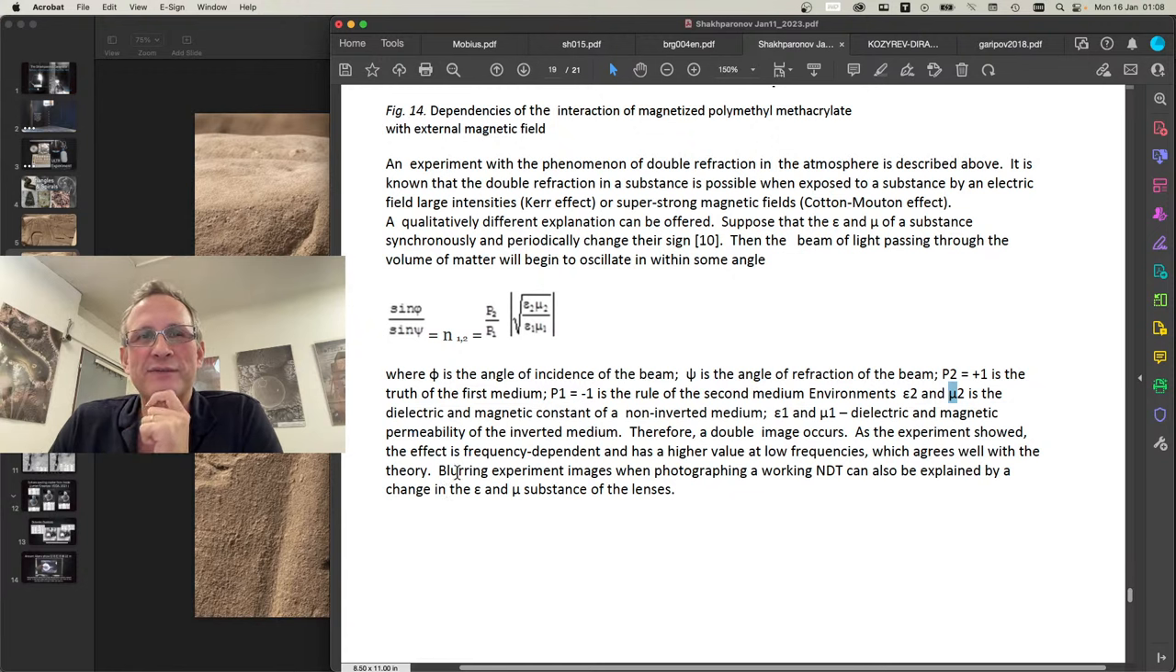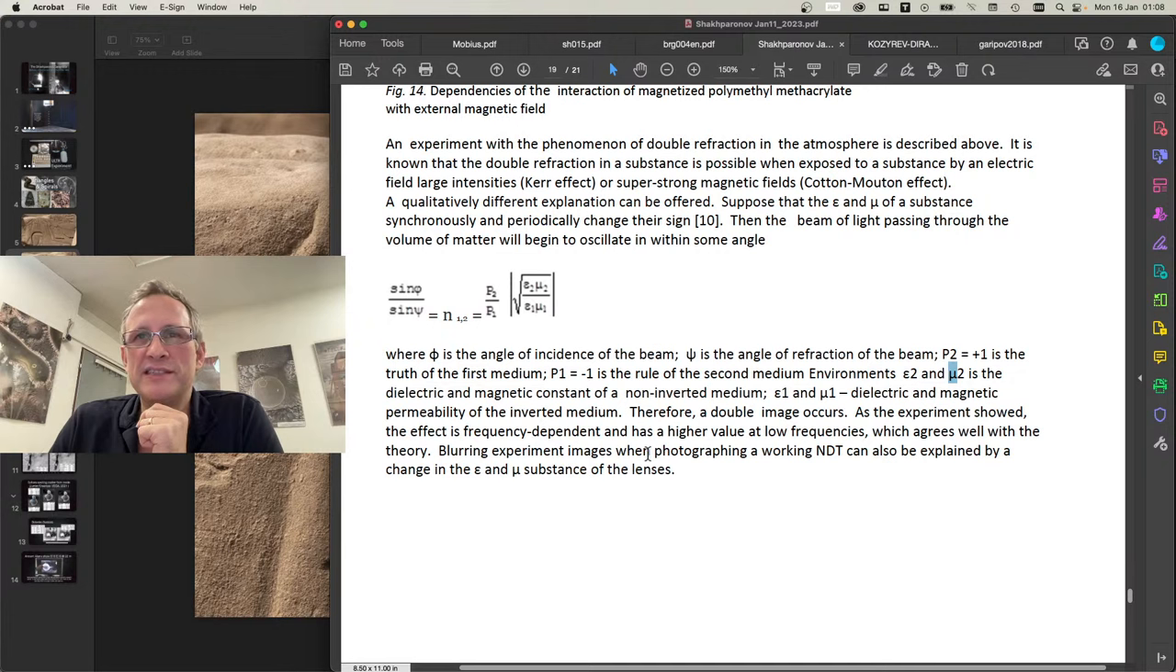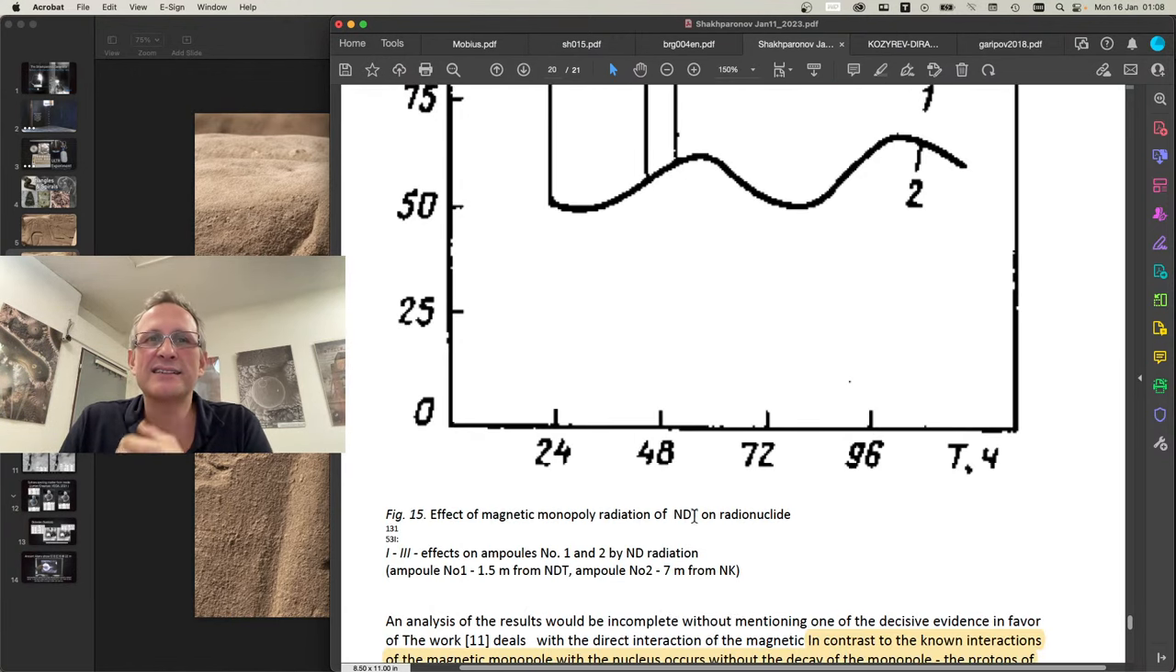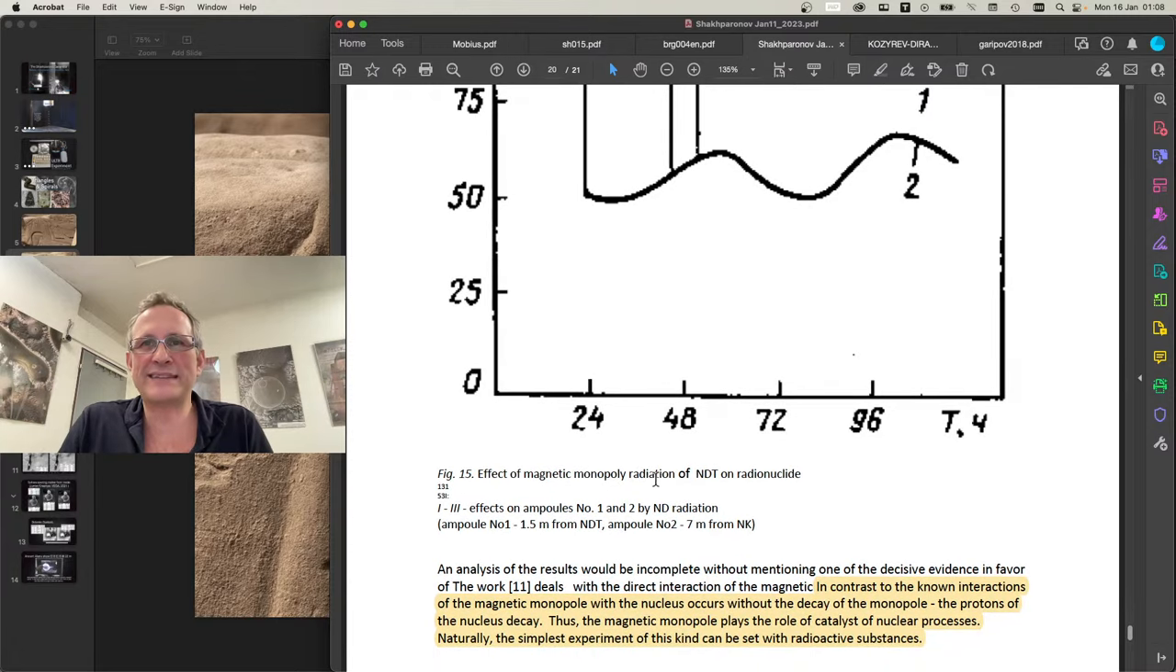As the experiment showed, the effect is frequency dependent and has a higher value at low frequencies, which agrees well with the theory. Blurring of experiment images when photographing a working NDT can also be explained by changes in the sigma and mu of the substances of the lenses. Right, so this might be, for instance, why you can't take photos of objects that are using these physical principles. Yeah? So that's that. And so this is the effect of magnetic monopole and radiation.